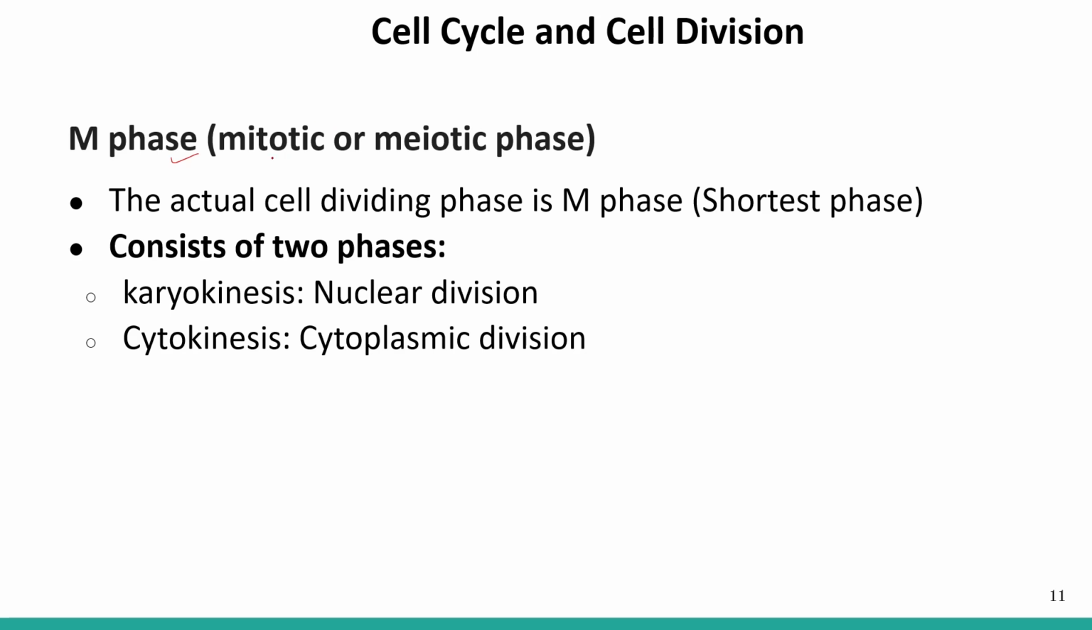M phase is known as the mitotic or the meiotic phase. During meiosis we call it the meiotic phase. So M phase is the actual dividing phase, and has a very short span. It is the shortest phase. Whereas interphase is the longest phase and comprises about 95% of the duration of the cell cycle. Now M phase is further divided into karyokinesis and cytokinesis.